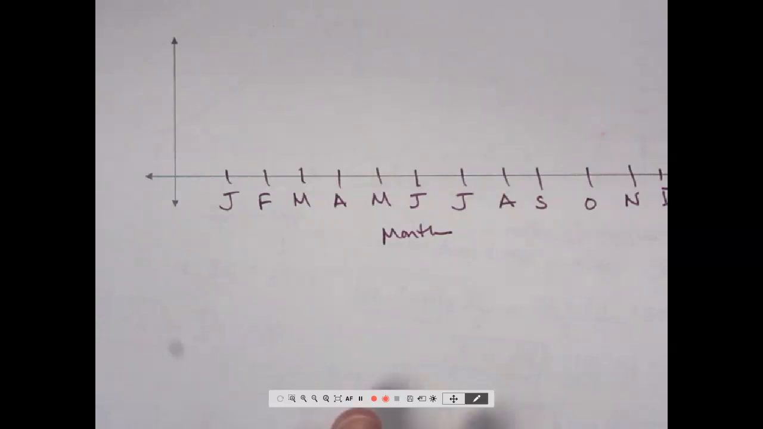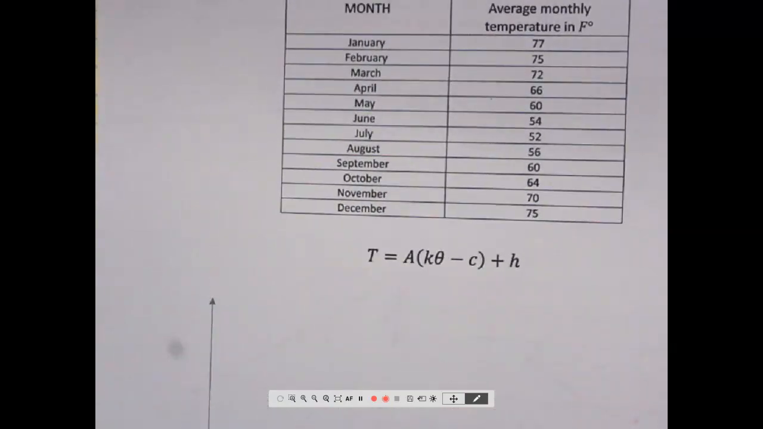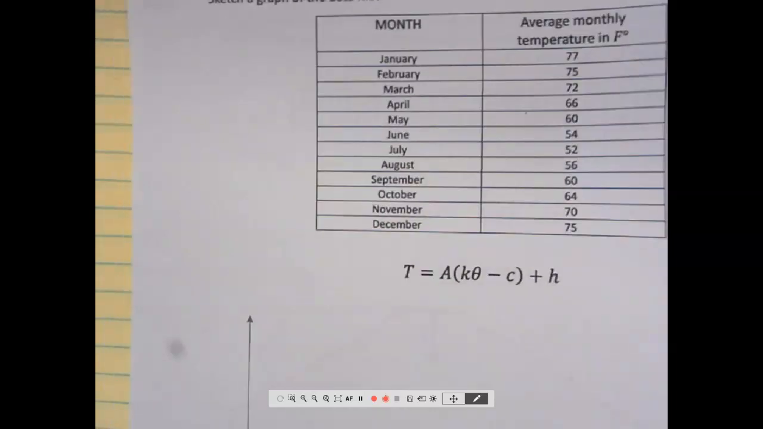Okay, not as much variation in their temperature. The minimum is 52 and the maximum is 77. Okay, so how should I scale this? What should I start at on my y-axis? 50, I think, would be a good place.